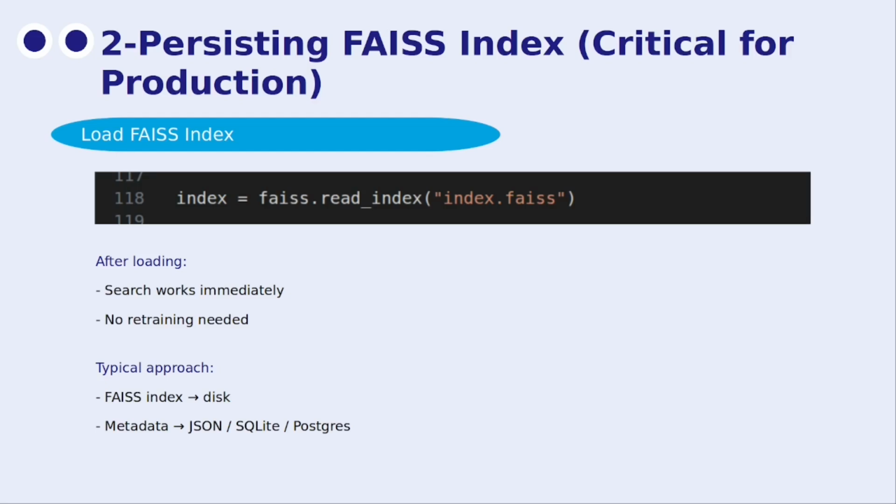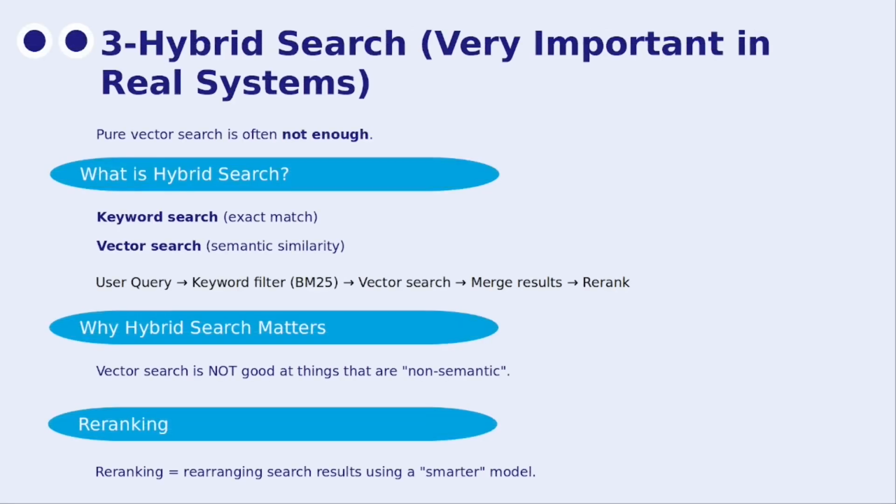Load the FAISS index. After loading, the index works immediately. No retraining, no re-embedding. Very important detail. FAISS stores only vectors. It does not store text, so you must store metadata separately. Typical approach: FAISS index on disk and metadata saved in JSON, SQLite, or Postgres. This separation is mandatory.